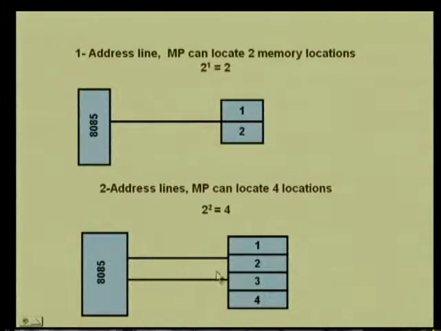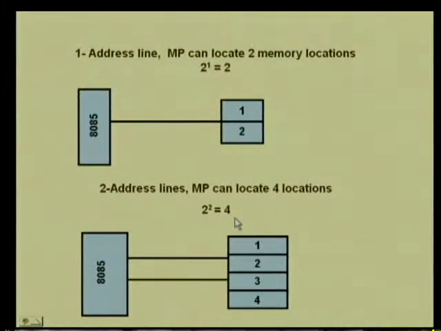If the processor has 2 address lines, as in this case, the address can have 2 bits. By sending 0 0 as address, it can identify the first location, with 0 1 the second location, with 1 0 the third location, and with 1 1 as address, it can locate the fourth address location. So with 2 address lines, the processor can identify a maximum of 4 memory locations, that is 2 power 2, which equals 4.